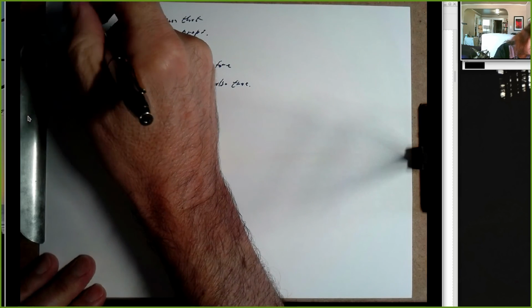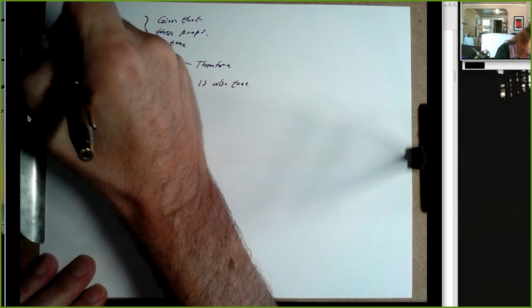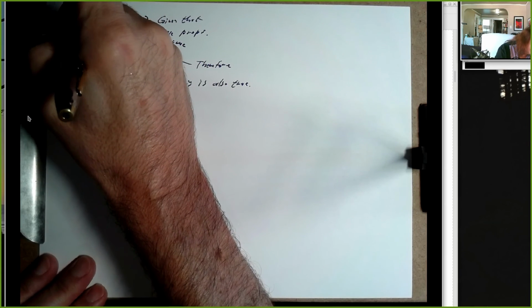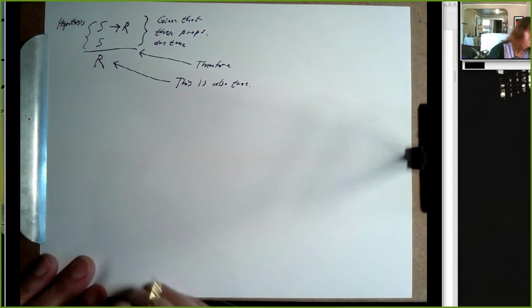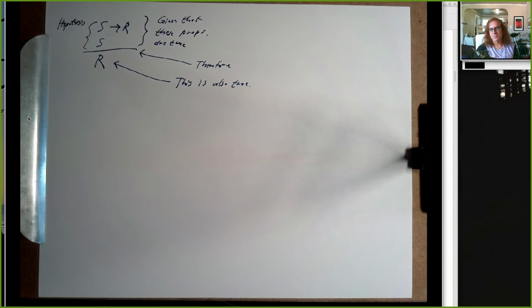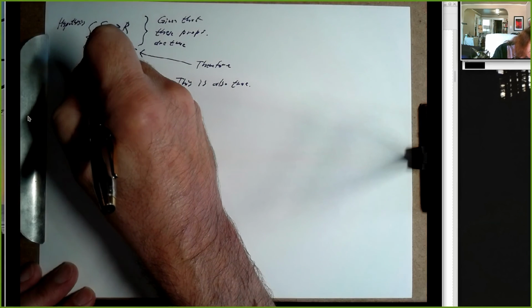All right, these things above the line, these are hypotheses. What are hypotheses? They're assumptions. They're things that we're assuming are true without proof, without cause. This thing below the line, this is the conclusion.